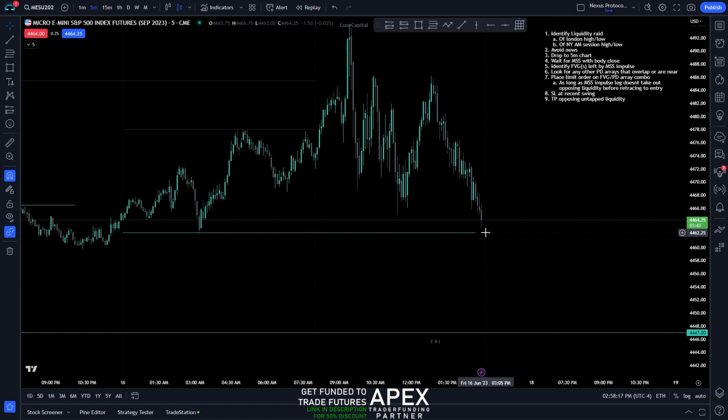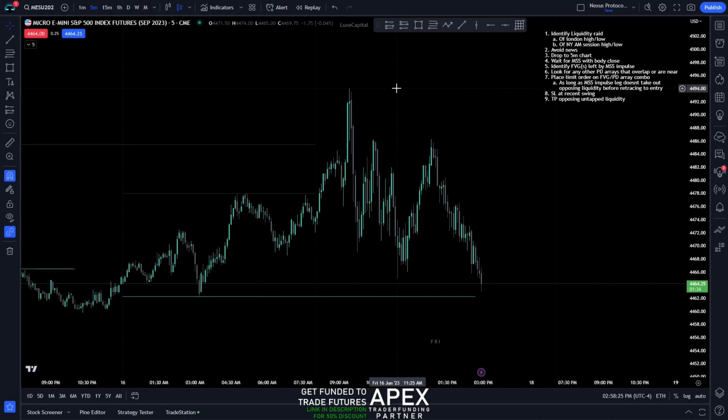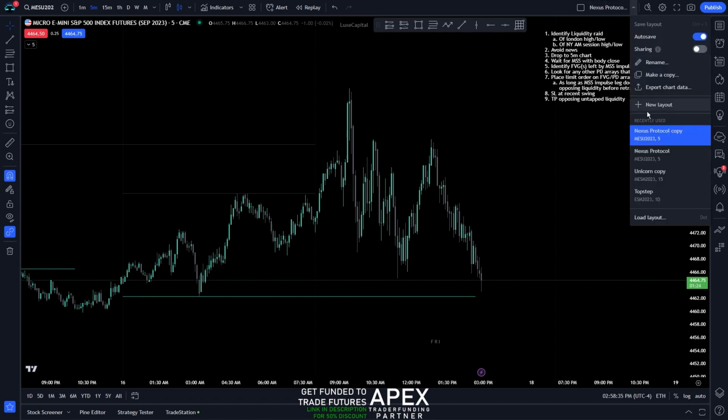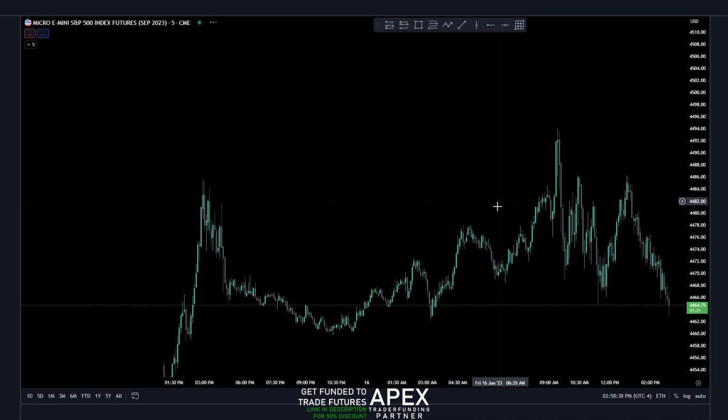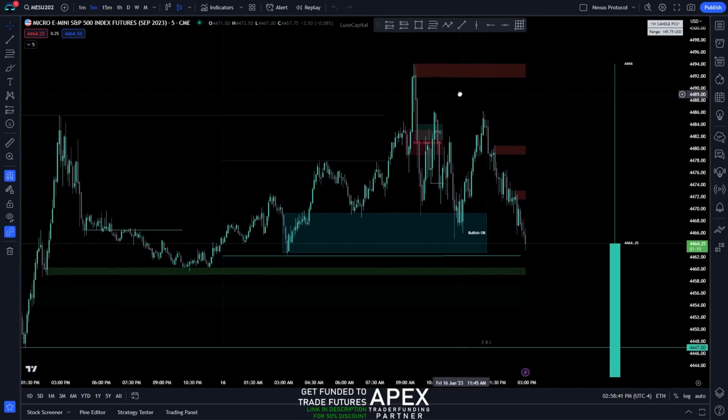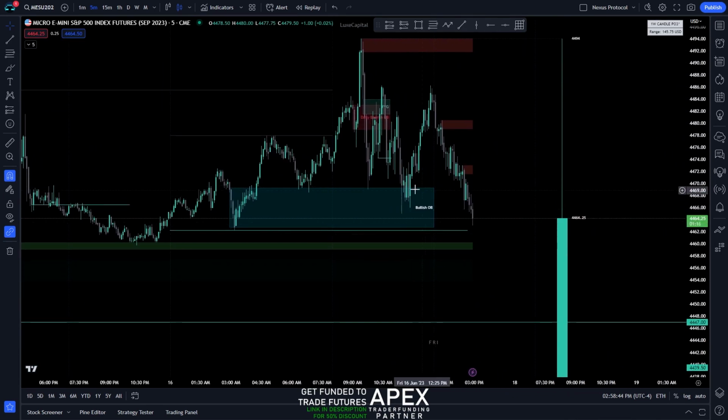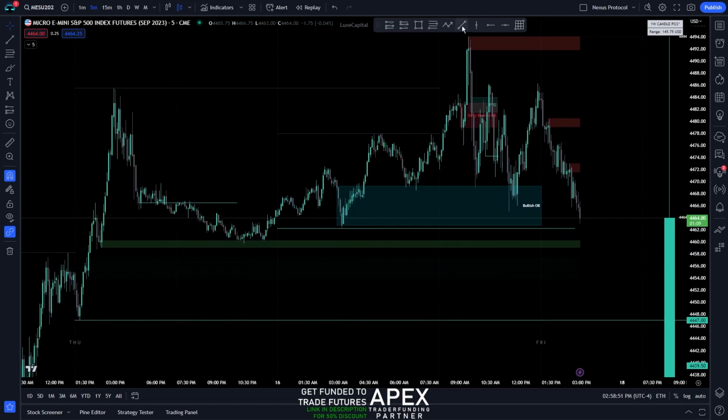If this gets swept, I would start looking for a long to potentially take out the only real untapped level. Let's go back to the one I actually trade on because I have all my drawings. Boom, look at that. All right. So if we can clear this bullish order block that we've tapped into a number of times today, we'll sweep this liquidity, and this one is supposed to have a line on it too. I forgot I never did add that.